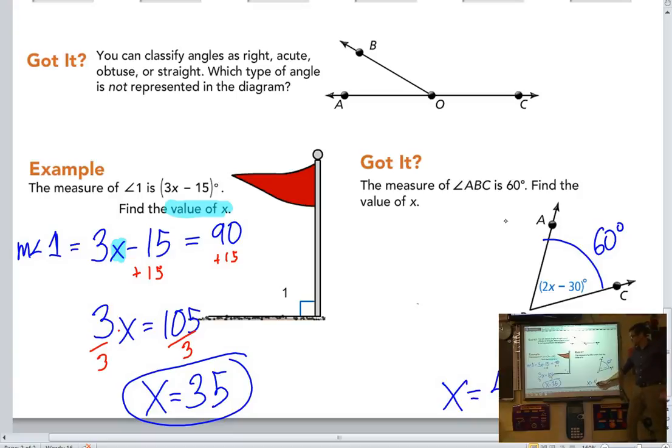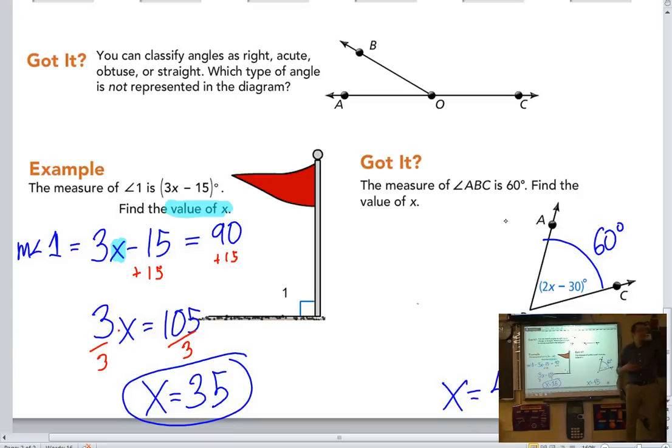So what we should get is x is 45. But we want to talk about how we get there. We know that this angle measures 60 degrees, but they tell us it's this expression, 2x minus 30. So we start by doing what with those values, if they both represent the size of the angle, Walker?